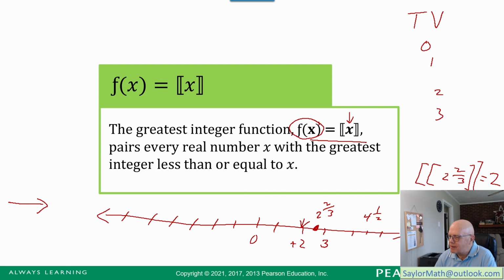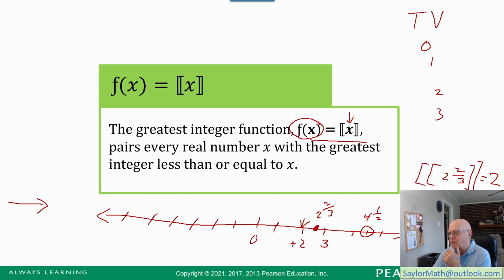So what's the greatest integer for 4.5? Okay, start traveling from left to right. Here's 4.5. What's the last integer you saw? Well, you never got to 5, but you did pass 4. So the greatest integer is 4.